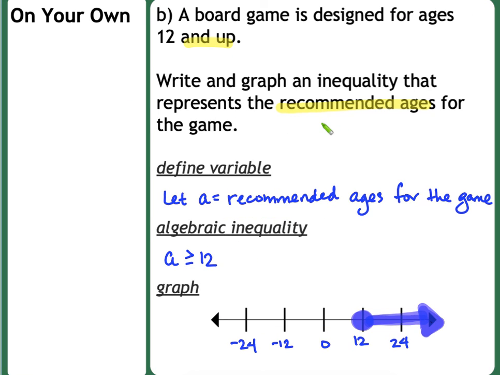And then the last on your own, the board game is designed for ages 12 and up, so it can be 12. So it can be 12 and greater, so greater than or equal to 12. So I let A be the recommended ages, A is greater than or equal to 12, and then I drew my inequality.